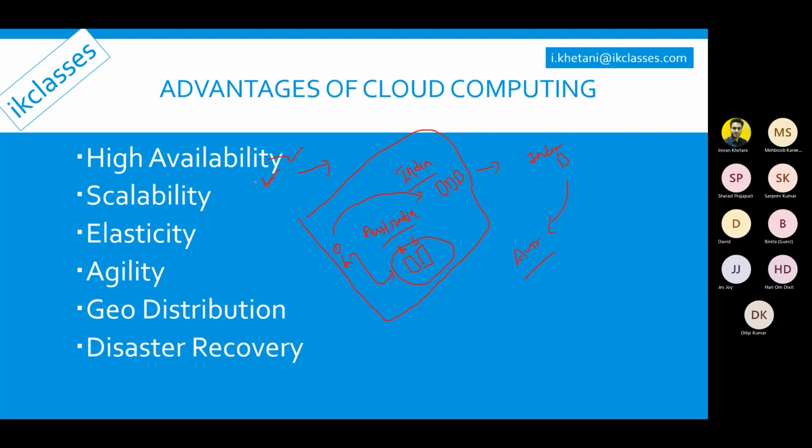Okay. Now we have discussed scalability. So scalability, whenever you need, you can increase the number of instances of your server. Elasticity and scalability are the same thing. The only difference is this is automatically scalable. Elasticity means automatically scalable, automatically in the sense, let's take the same example.